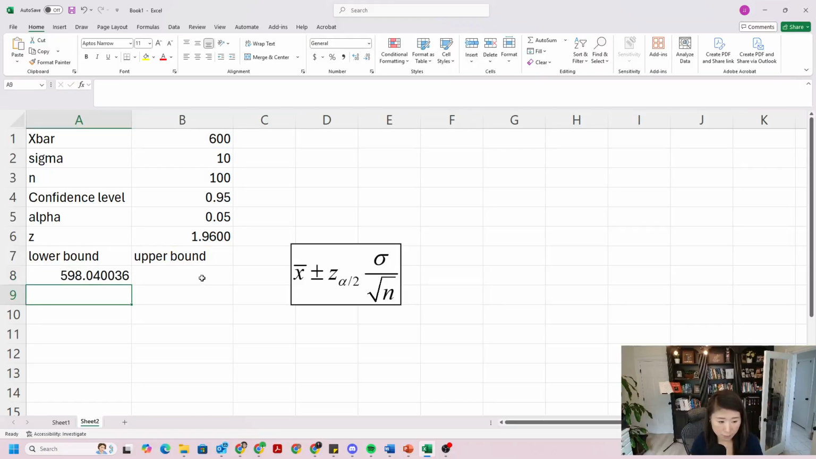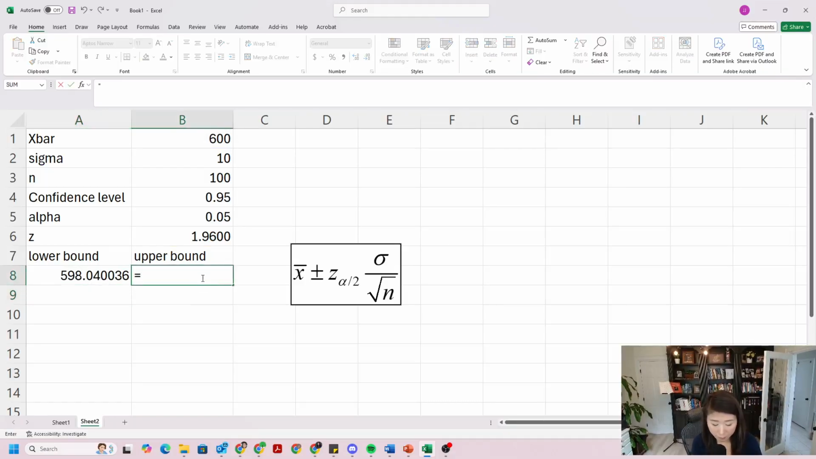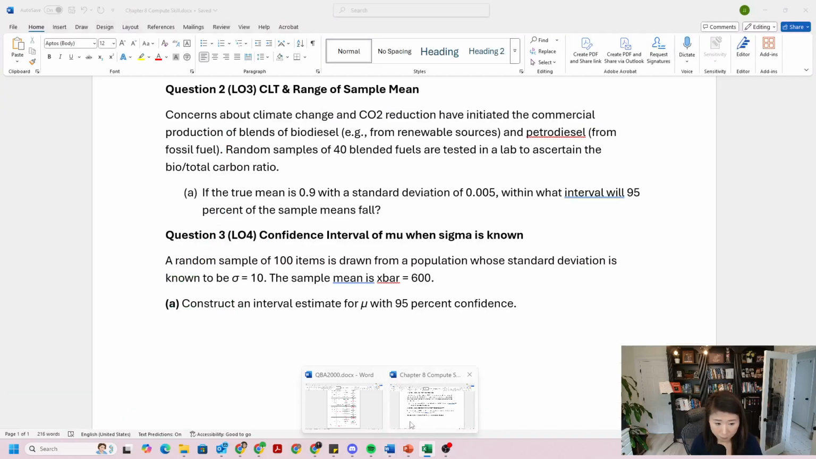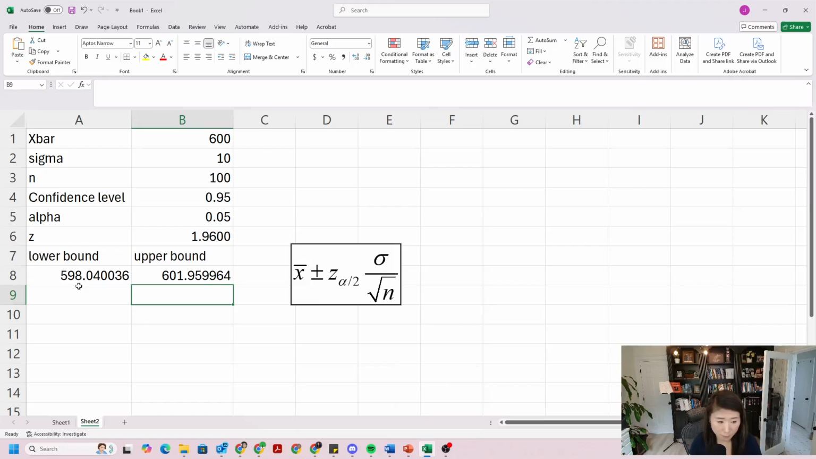So 598.04. Now I'm going to calculate my upper bound. That's equal to x bar plus the z statistic times sigma divided by sqrt, parentheses, and close the parentheses, push enter. So this is my 95% confidence interval for this example for the mu. Okay, so that is the 95% confidence interval from 598 to 601. You will have similar homework questions on Connect. When we work on the questions, pay attention to how many decimal places they are looking for, so make sure you're rounding your number properly.